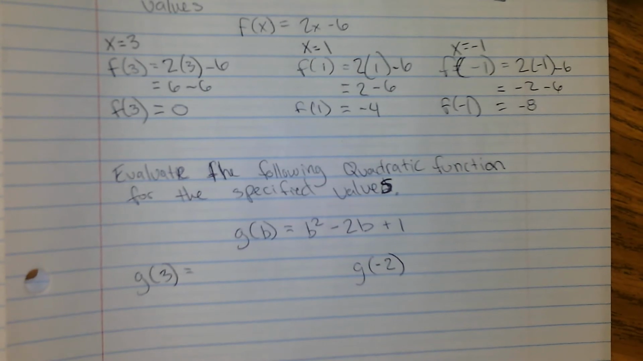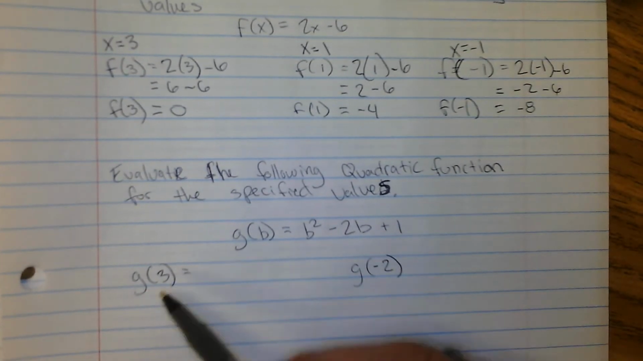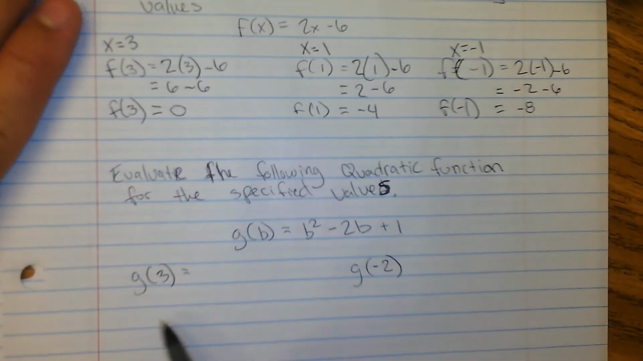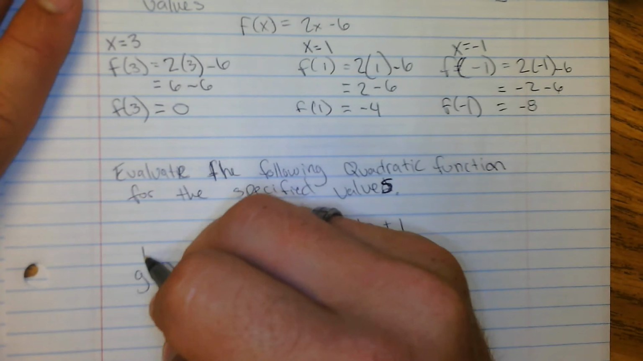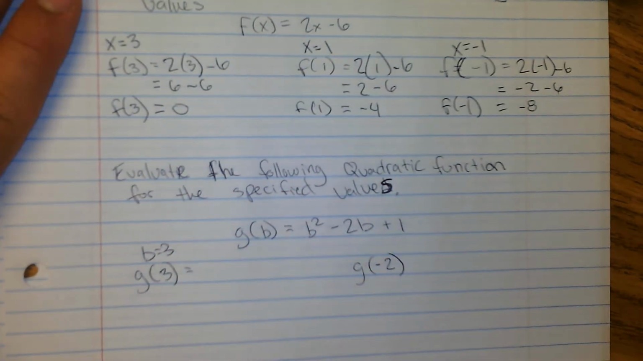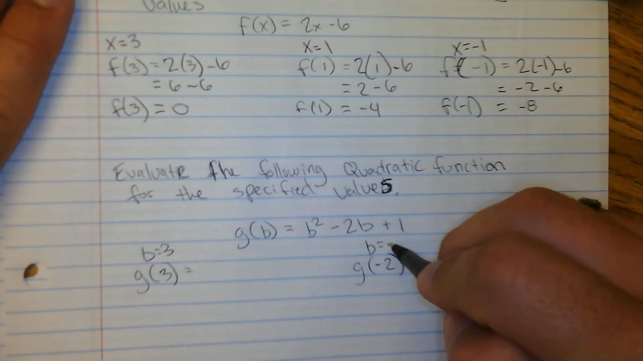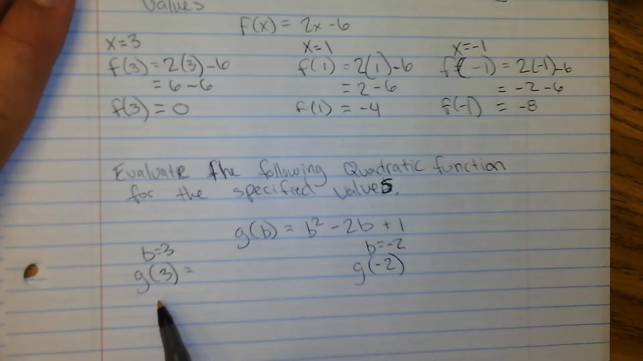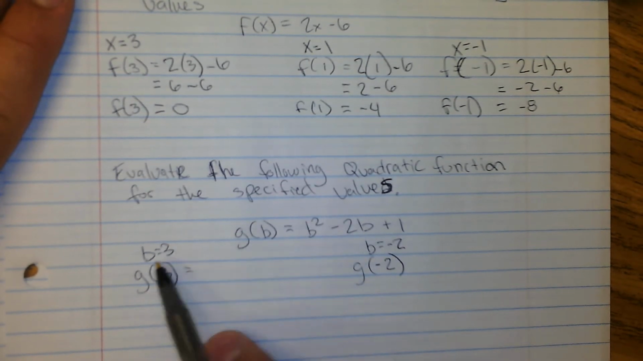So we're going to evaluate the following function for the specified values. Our function is g of b equals b squared minus 2b plus 1, where our first value is g of 3, where b is equal to 3. Second one is g of negative 2. It means b is equal to negative 2. For g of 3, we're going to plug in the 3 every time we see a b.